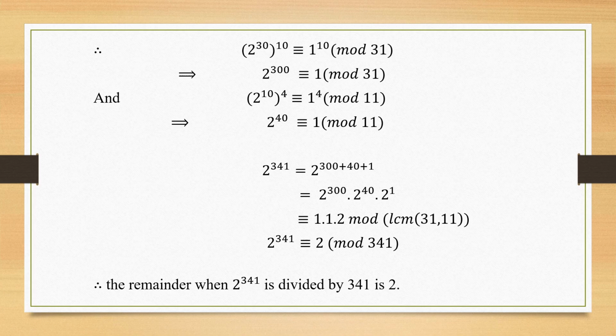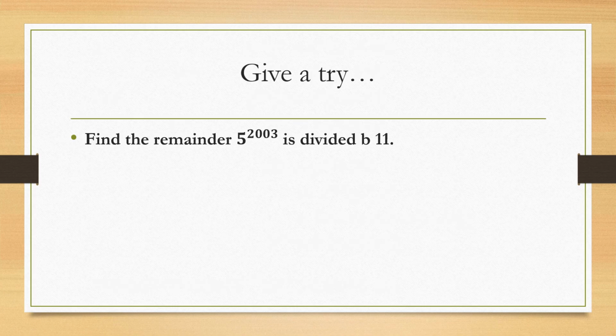So which is congruent to? This value is 1, this value is also 1, and 2 raised to the power of 1, mod the product of 31 and 11. Where did you get it? From the 341 factorization. So substitute and your answer is 2. So therefore the remainder is 2 when 2 to the power of 341 is divided by 341.